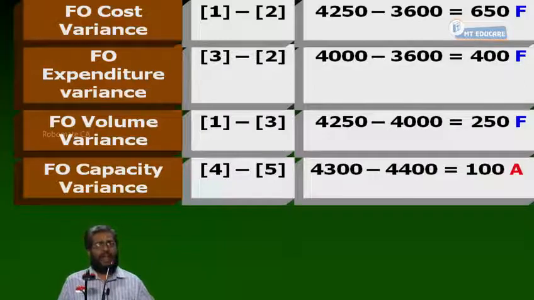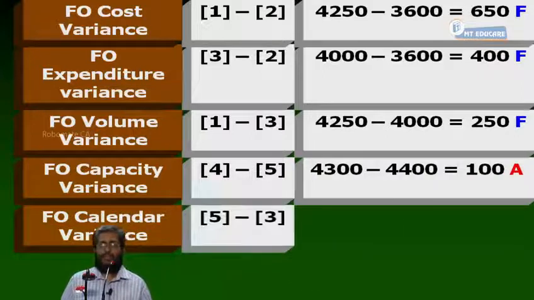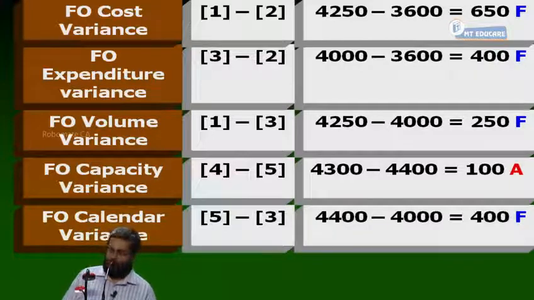Fixed overhead calendar variance. It is 5 minus 3. What is 5 minus 3? It is how much? 400 favorable. 5 minus 3, 400 favorable.